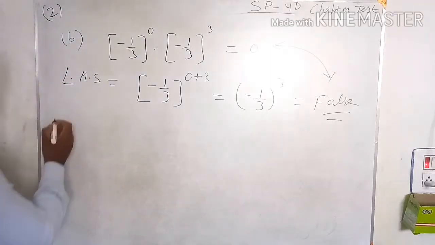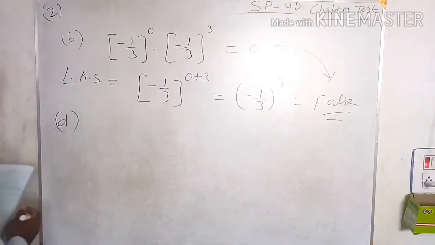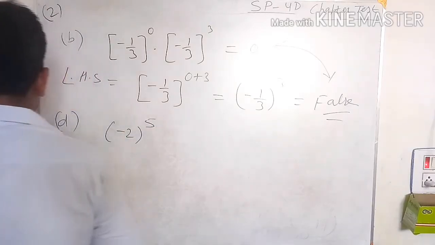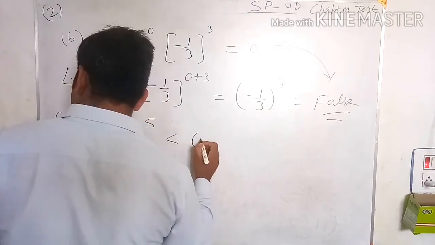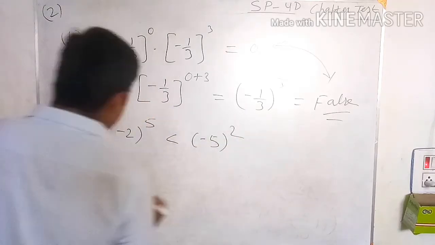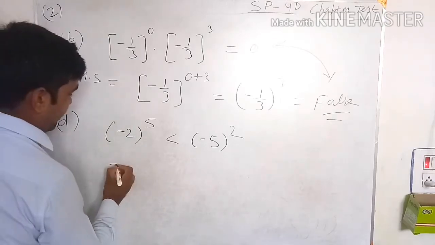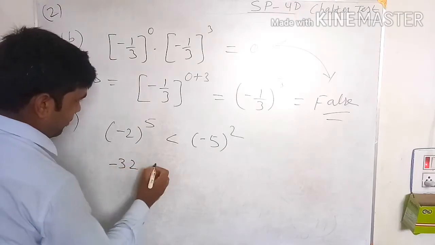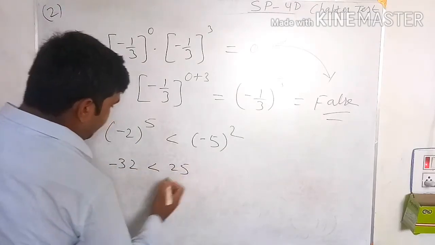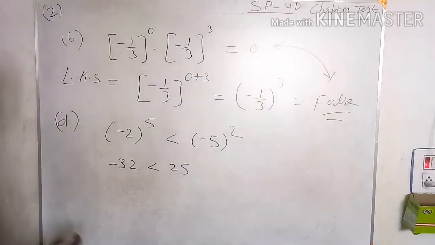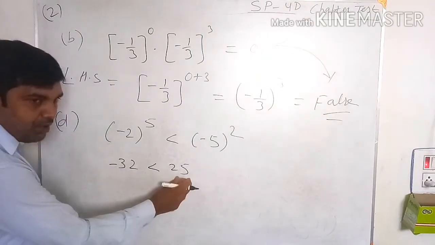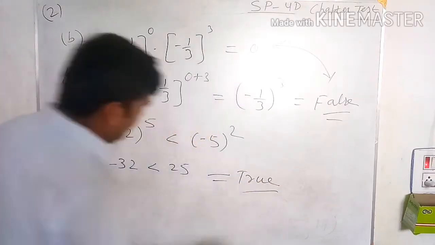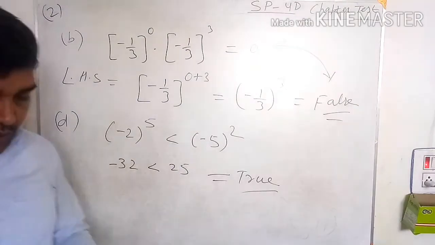Next is the D. Let me do the D one. Minus 2 to the power 5 is less than minus 5 square. Now see, minus 2 to the power 5 value will be minus 32. If you multiply minus 2 by itself 5 times, you will get the product minus 32. And here minus 5 square is 25. So see, minus 32 is less than 25. Yes, true. All negative numbers are less than positive numbers. So the answer will be true.